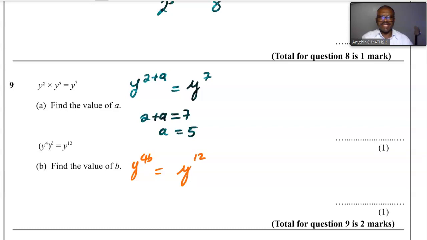Because they all have the same base and they are equal to each other, it means the powers should also be the same for the equality to hold. Do you understand it? And as a result, we can say 4b is equal to 12. And therefore, b is 3. Okay. These sort of questions are really interesting. And sometimes when they give you much more difficult ones, you get more marks for it. So please make sure you understand how you can solve it.